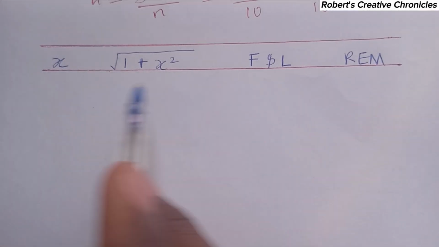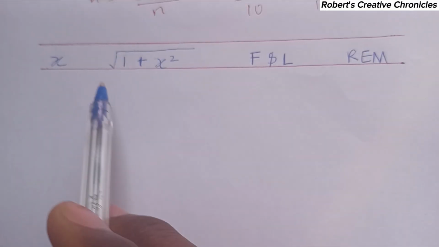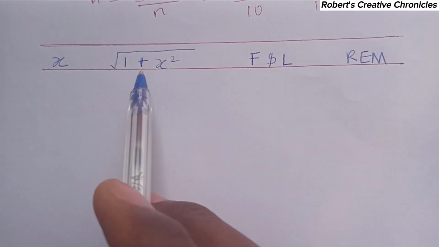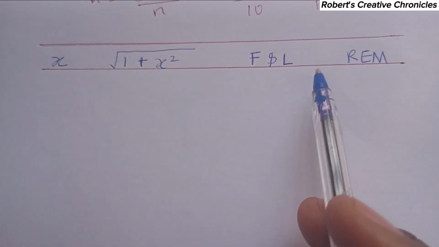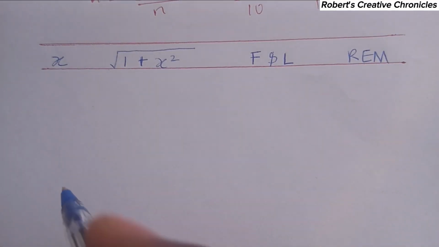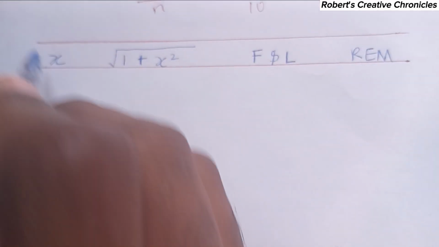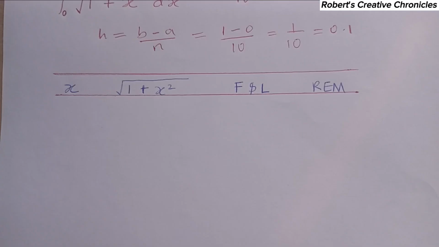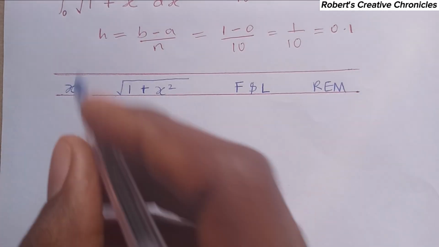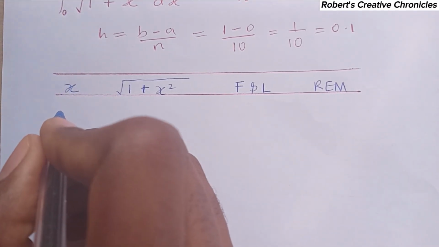So now here is the heading of the table. It will contain x. Then this is the y component, which is root of 1 plus x squared. Then this is the first and the last component. Then this is the remainder. So now let's put the x component. The first one is what? The first limit, that is a, the lower limit, which is 0.